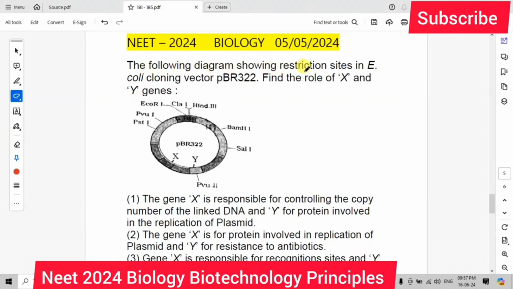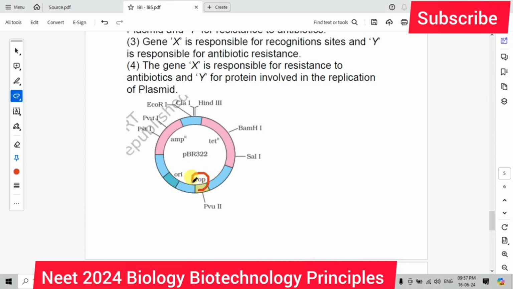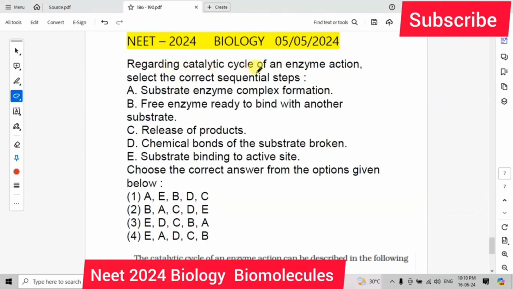The following diagram shows restriction sites in E. coli cloning vector pBR322. Find the role of X and Y genes given in the diagram below. The answer is option 1. X is responsible for controlling the copy number of linked DNA and Y for the protein involved in replication of plasmid. So we can see the NCERT diagram here, the origin of replication and replication of plasmids, and this is from the chapter known as Biotechnology: Principles and Processes. Thank you.